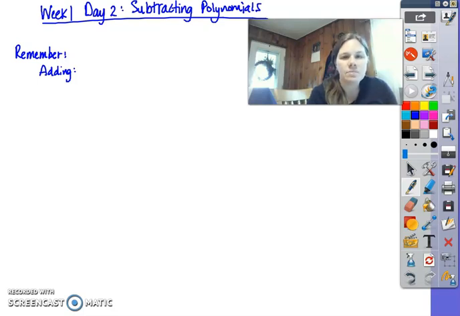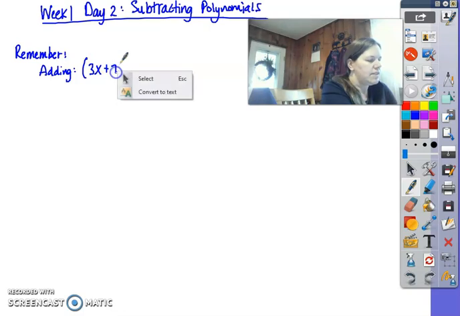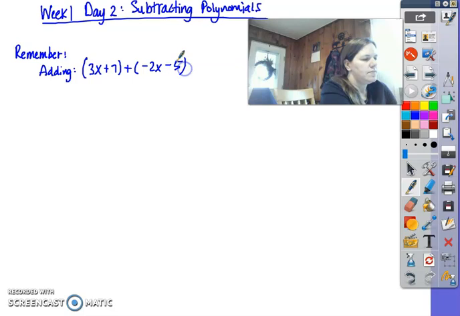We did adding polynomials on day 1, and on day 2 we're going to be subtracting those polynomials. So remember when we added, we had something like 3x plus 7 plus negative 2x minus 5. With that problem you simply identify the like terms, so 3x and negative 2x, put those together, so 3 combined with negative 2 is 1x. And 7 combined with negative 5 would give you 2. And since it was positive, we attach it with a plus sign.